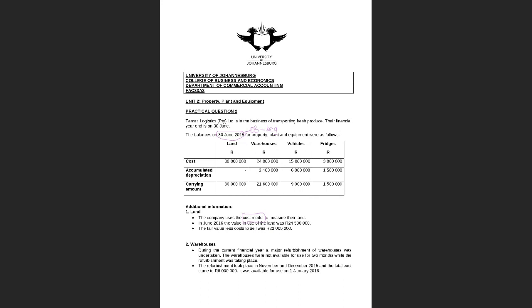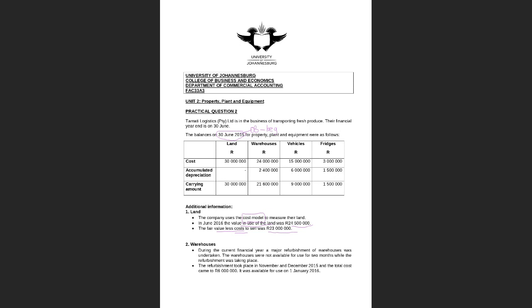In every category, what model are they using? Here we are using the cost model, so please don't do any revaluations in this question. For land, don't do any revaluations. In June 2016, which is the financial year end, the value in use of the land was 24.5 million, and the fair value less cost to sell was 23 million.